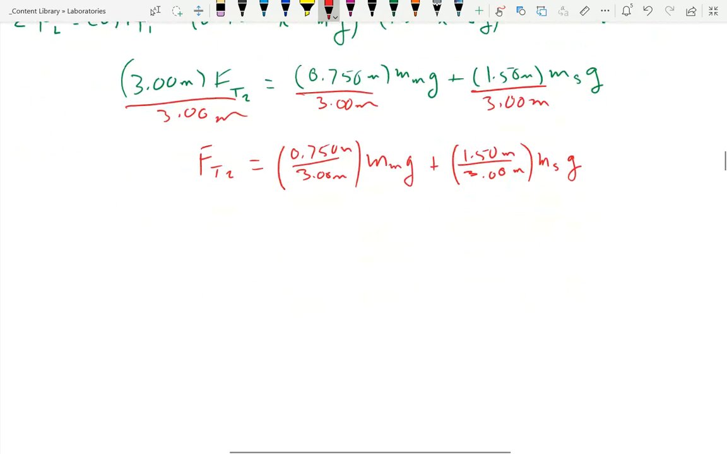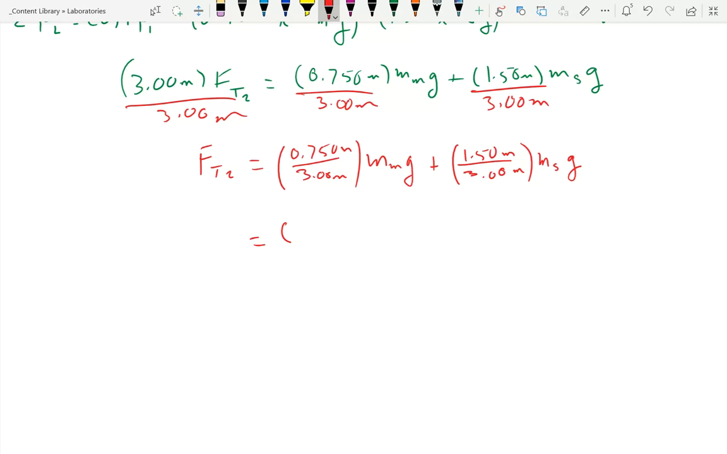Well, obviously, 1.5 over 3 is 1/2. 0.75 over 3, that's a little bit tougher. 1/4. I think it is, but I have to actually think. Did you do it on your calculator?